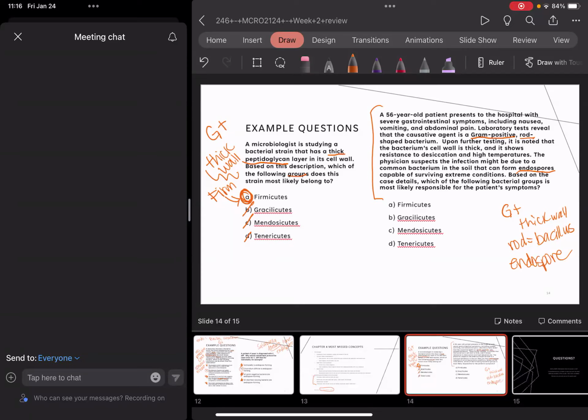Based on these details, which of the following bacterial groups is most likely responsible for the patient's symptoms? This is a whole lot of information in a whole lot of words that is just asking you, where would you group a gram-positive organism? Firmicutes, right? Thick cell wall, firmicutes. Gracilicutes, that's our gram negatives. Mendocutes, that's our archaea. And Tenericutes, these do not have a cell wall.